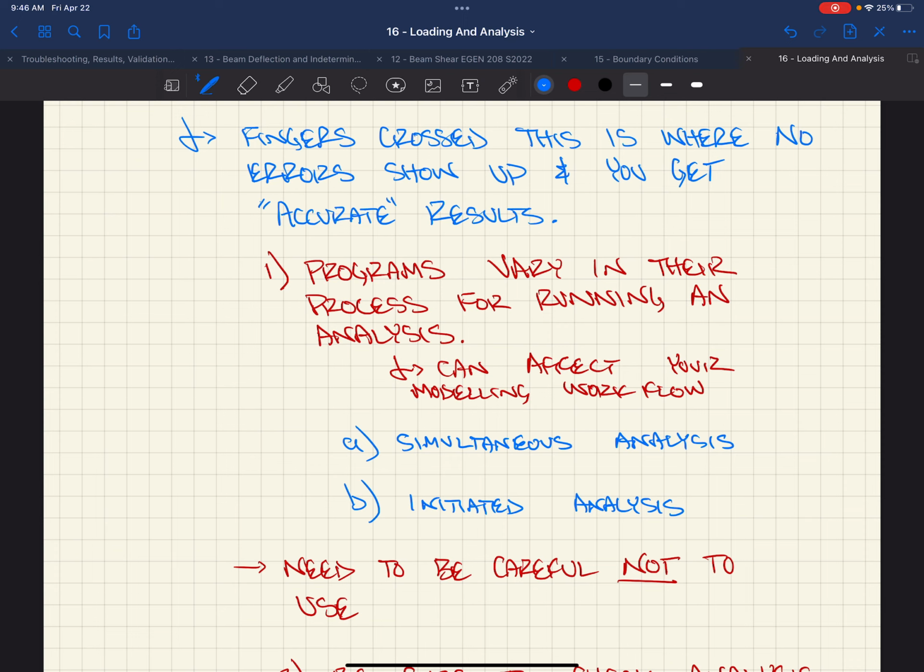I just wanted to bring up the fact that it's possible, right? Where you could be looking at bad results or previous results. You just have to be careful about how the program is making that step or initiating its analysis, okay?